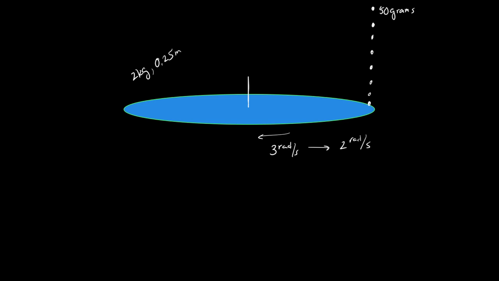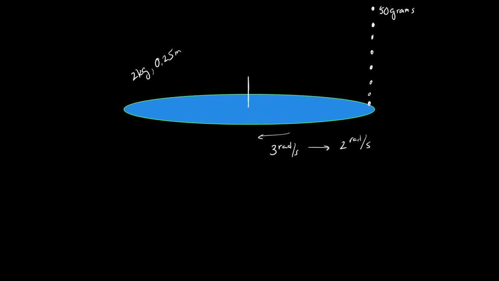What's happening to each droplet? Do you see that each droplet increases the moment of inertia of the object because it sticks to the edge? And therefore, each droplet, by increasing the moment of inertia, is causing the speed to decrease. So there's a couple ways to approach this problem.